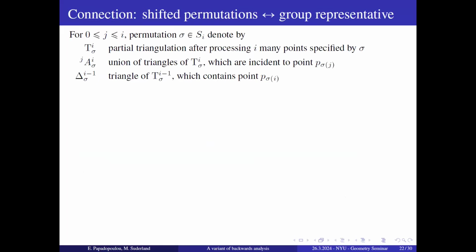I have a little bit of a technical slide here. I will try to go over it a bit slowly. So I have three notations that I want to introduce. I have this partial triangulation T_i^σ, which is a triangulation that we get after processing i many points when we are working with permutation σ. Then we have this term A_j^i(σ), which is the union of triangles in that partial triangulation which is incident to the jth point that we inserted according to permutation σ. And then finally, we have this triangle notation, which specifies a triangle in a triangulation which only inserted i minus 1 many points. And there we are looking at this triangle that contains the last point.